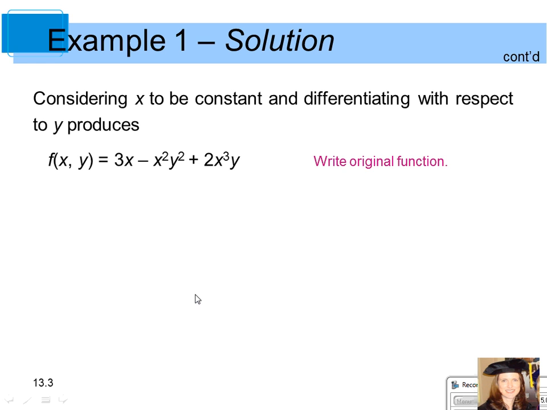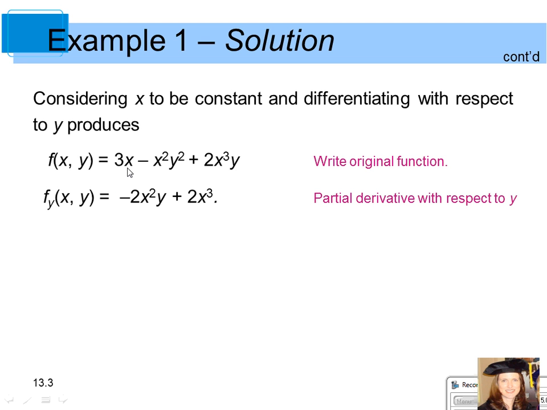To find the partial derivative with respect to y, again, we're just writing the original function over. When we take the derivative with respect to y, we treat x as a constant. The first term, 3x, we treat as a constant, and the derivative of a constant is 0. So that's why you don't see that included in the partial derivative with respect to y. Now the derivative here, we treat x squared as a constant. The derivative of y squared is 2y. We include that constant. And the derivative of 2x cubed y, this is like taking the derivative of a constant times y, which would be 2x cubed.